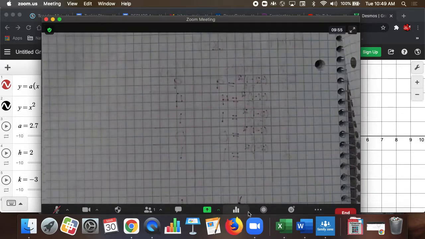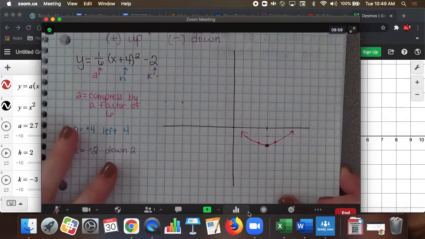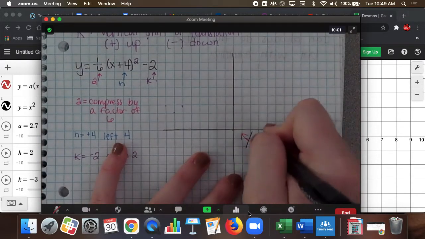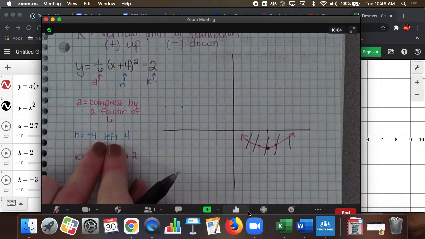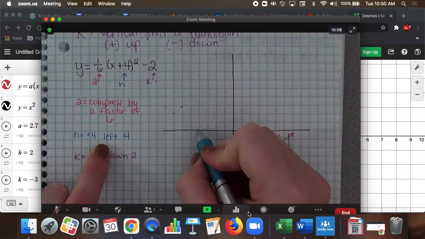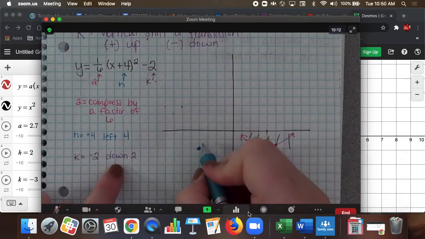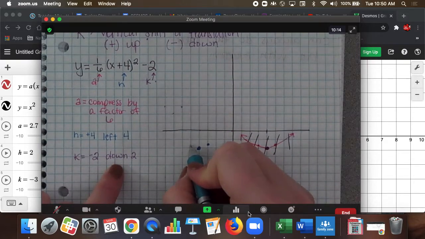Oops, did I go the wrong direction on that last one? I did, darn it. So I just realized I went the wrong direction on that one. I didn't even move left. Apparently I don't know my direction. So let me fix that real quick. 1, 2, 3, 4. And then down 1, 2. So it should have been right there and right there.